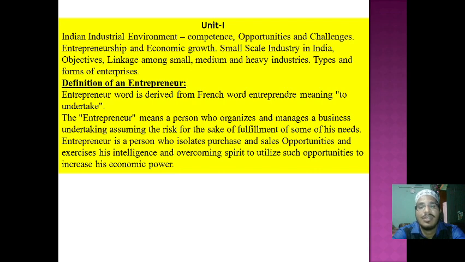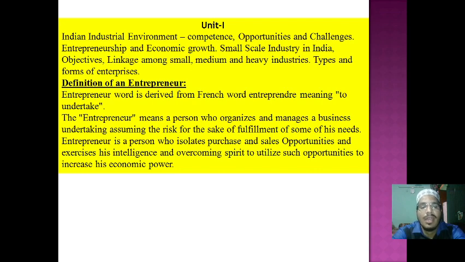These three things are helpful for you to develop your entrepreneurship and economic growth from small industrial area to large industrial area, and in that objective, links among the small, medium and heavy industries. Here all the links are set up from small level to medium level to heavy industrial types and forms of enterprises. These different types of enterprises are formed between the small industrial level and the medium and large heavy industrial level. Here you will learn about the definition of an entrepreneur.